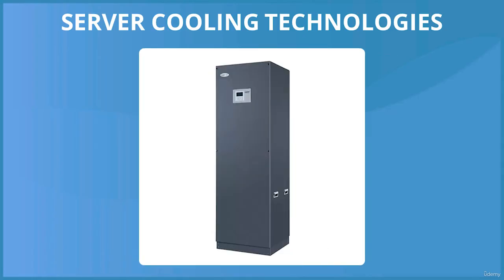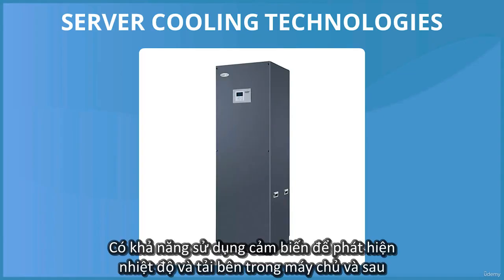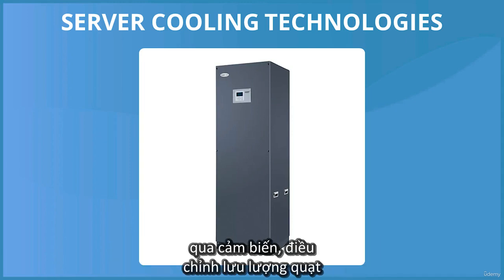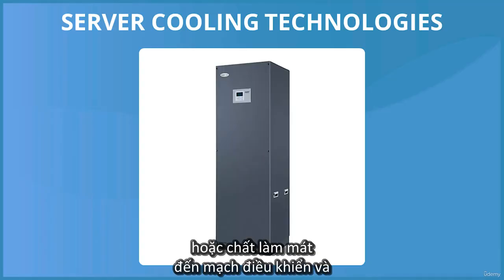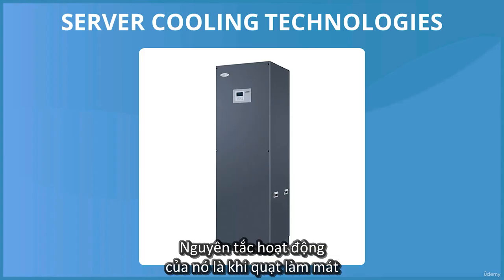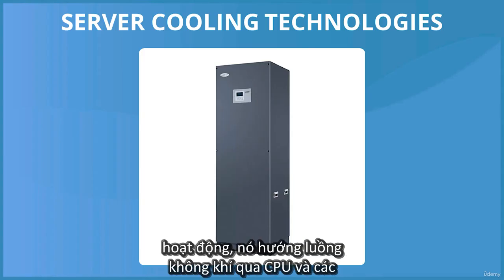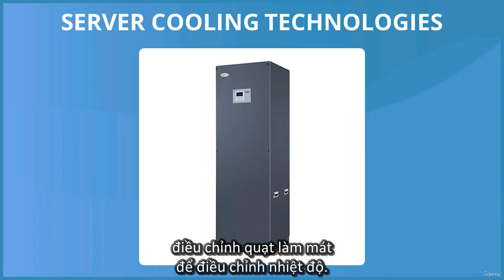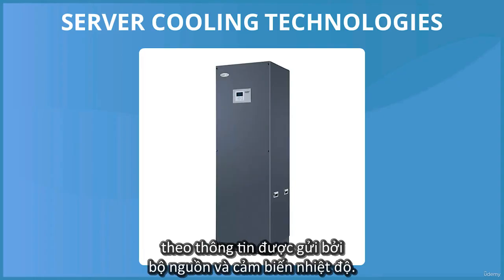Smart control has the ability to use sensors to detect the temperature and load inside the server, and then obtain temperature parameter information through the sensor, adjust the flow of fans or coolant to the control circuit, and realize a smart server cooling mechanism. Its working principle is that when the cooling fan is working, it guides the airflow through the CPU and the other server components, and the controller will control the cooling fan to adjust the temperature according to the information sent by the power supply unit and the temperature sensor.